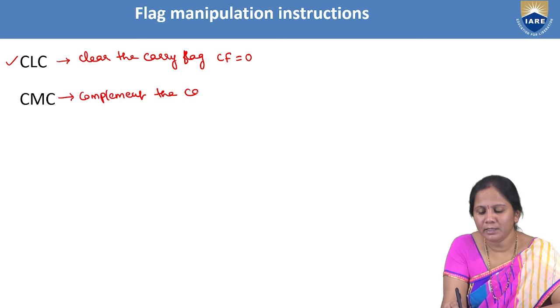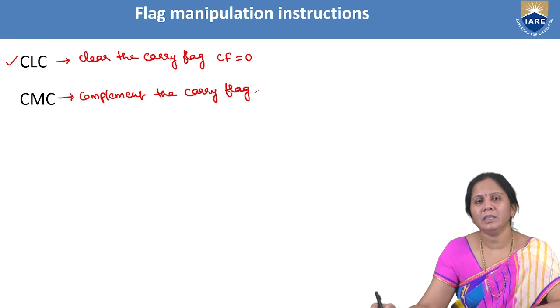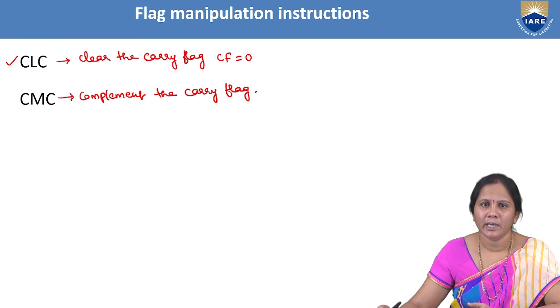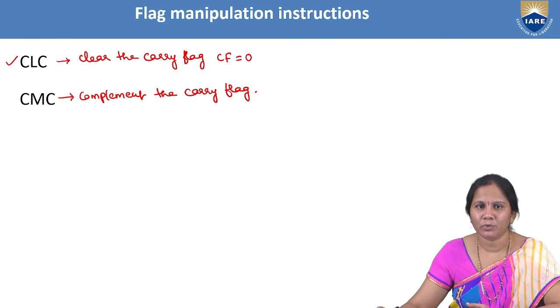Complement the carry flag. Complementing the carry flag means, for example, in the previous case, if CF is equal to 0 and you wanted to make it 1, it is possible if the CMC instruction is executed. So the carry bit will be complemented when this instruction is executed.